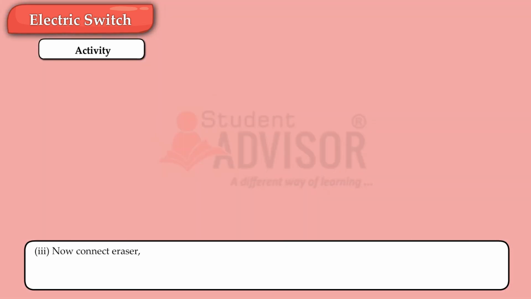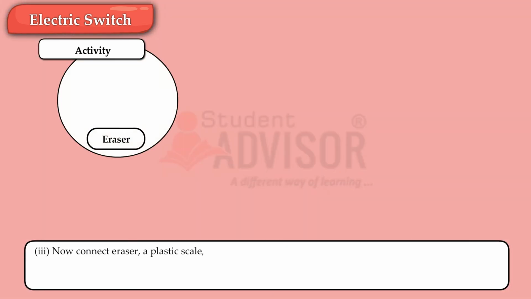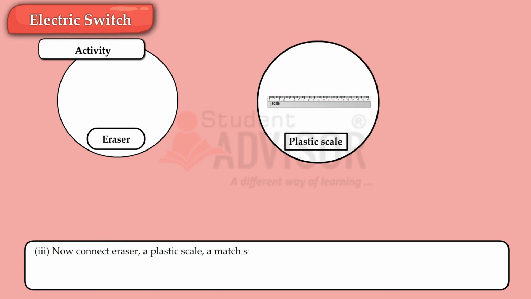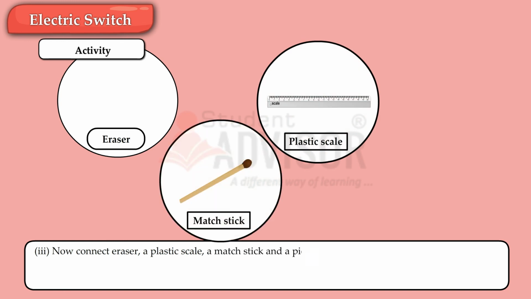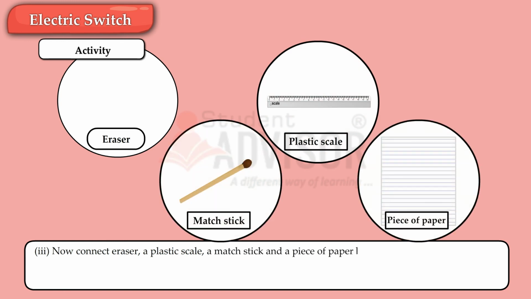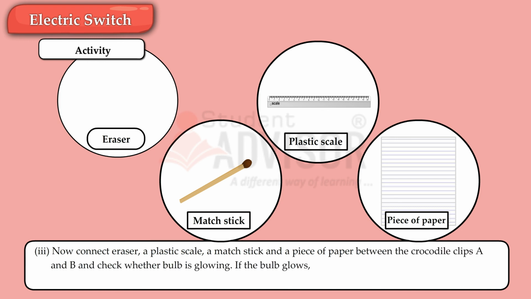Now connect an eraser, a plastic scale, a matchstick and a piece of paper between the crocodile clips A and B and check whether the bulb is glowing. If the bulb glows, it is a conductor, and if the bulb does not glow, then the substance is an insulator.